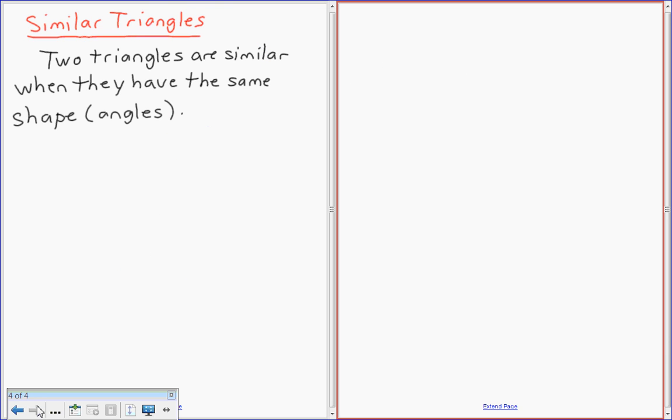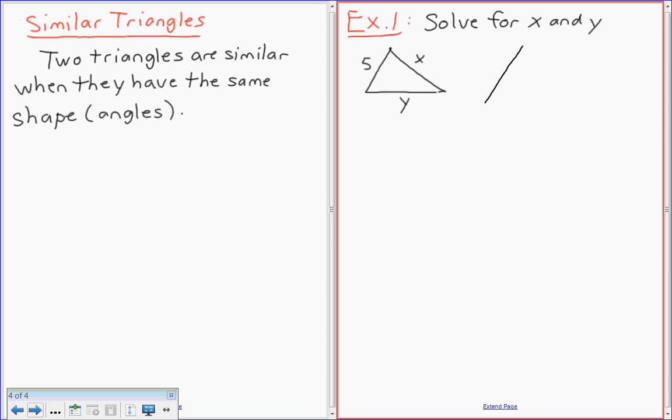So example 1 is going to say, solve for x and y. Okay, so here's my 2 triangles. There's my first triangle. I'm going to call that 5, x, y. And there's my bigger triangle. I'm going to call that 11, 23, and 30.